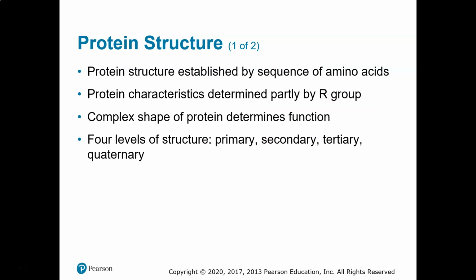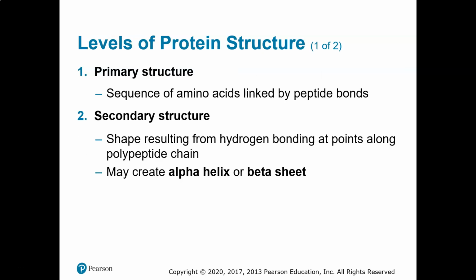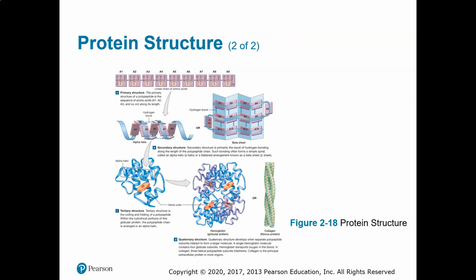Protein structure, there are 4 levels: primary, secondary, tertiary, and quaternary. The primary structure of the protein is simply the sequence of amino acids. The secondary structure is either an alpha helix or a beta sheet. This is what the alpha helix looks like, and the beta pleated sheet looks like this. The tertiary structure is the final 3-dimensional shape of the protein, and then the quaternary structure is when you have many different tertiary structures chemically bonded together. This particular example is hemoglobin, which has 4 tertiary structures chemically bonded together.